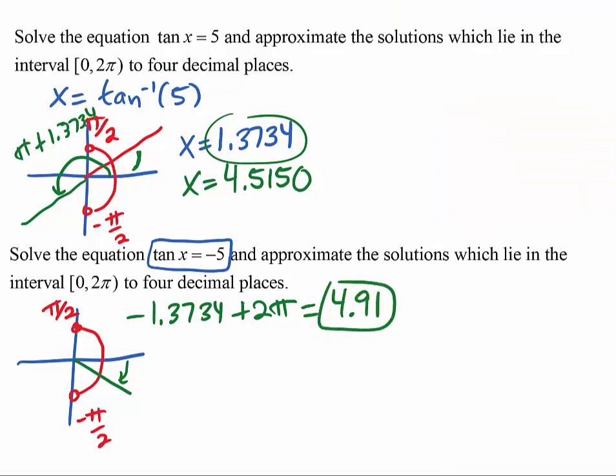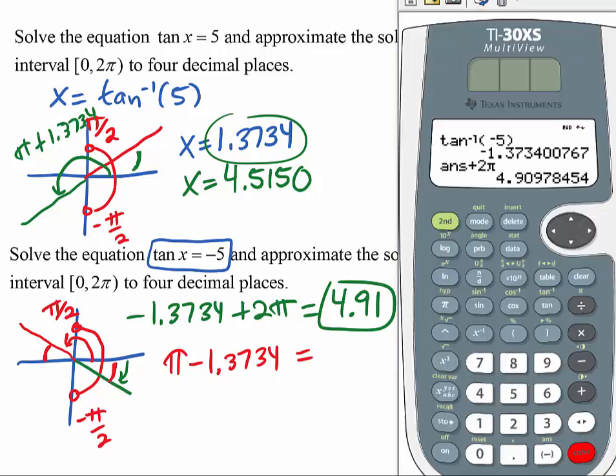Now I need to ask myself, where else between 0 and 2 pi would I get the same tangent value at what angle? And it would have to be somewhere over here in quadrant 2, because tangent is also negative in quadrant 2. So looking to see how I could get this angle in quadrant 2, I can see that this angle and this angle are the same size. So if I did pi minus the 1.3734, I would have the angle I need.